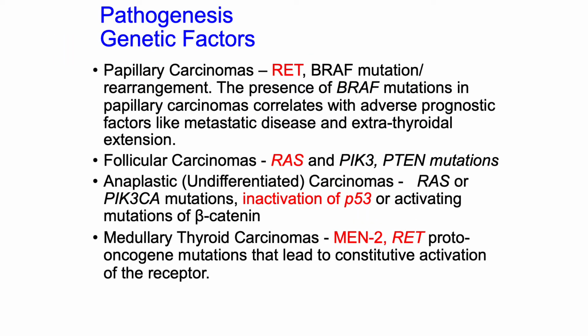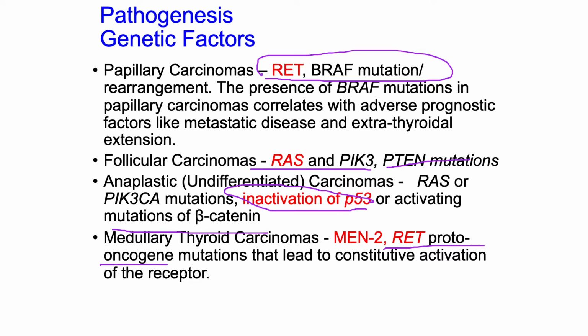Coming to the pathogenesis and genetic factors, papillary carcinomas usually have RET and BRAF mutation. Follicular carcinoma, the RAS, PI3K and PTEN mutation. Anaplastic carcinomas or undifferentiated carcinomas characteristically have inactivation of p53, and mutations of beta-catenin are usually seen. Medullary thyroid carcinomas usually have RET proto-oncogene mutation, and many of the medullary thyroid carcinomas are a component of multiple endocrine neoplasia syndromes.